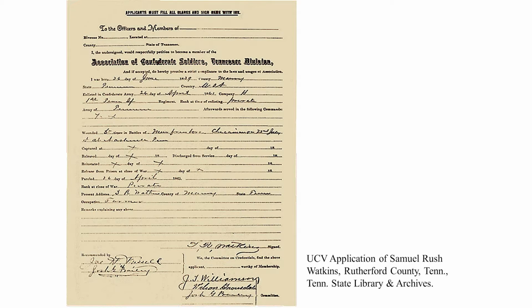Now within those, there are applications to join each of those little veterans organizations. And I pulled this one up because you probably know him fairly well. This is the UCV application of Samuel Rush Watkins, the writer of Company H. This one is here within the collection of the UCV applications. And he applied in Rutherford County.